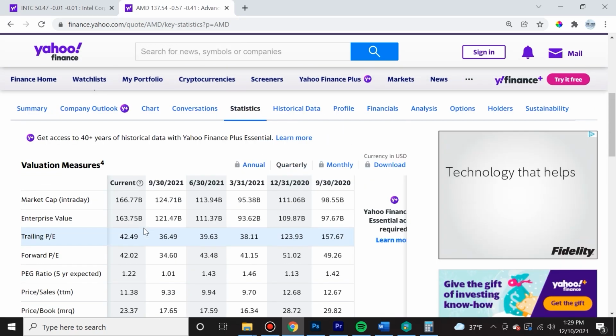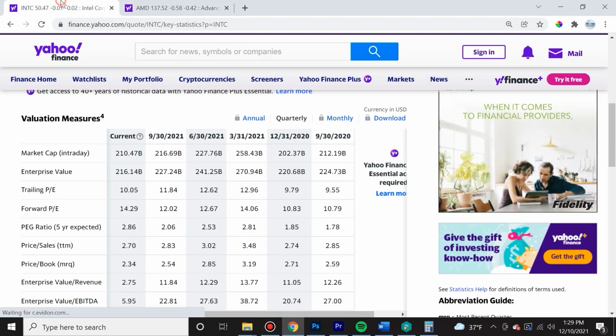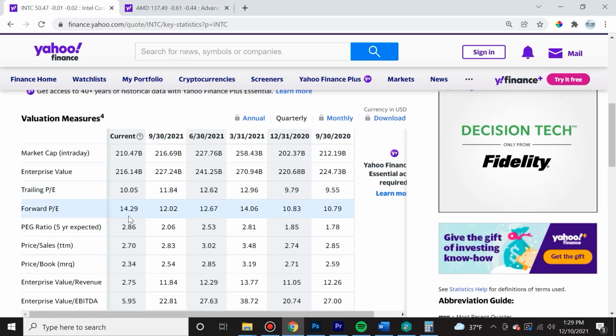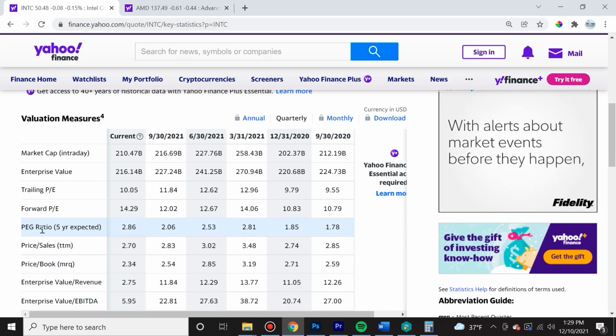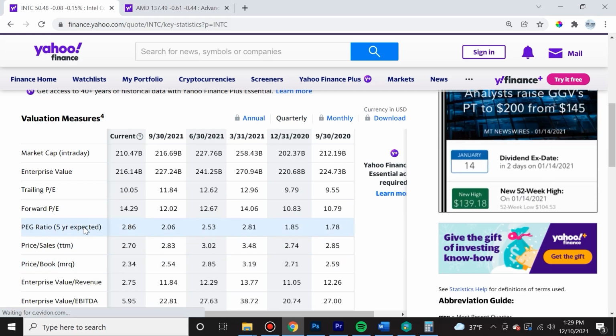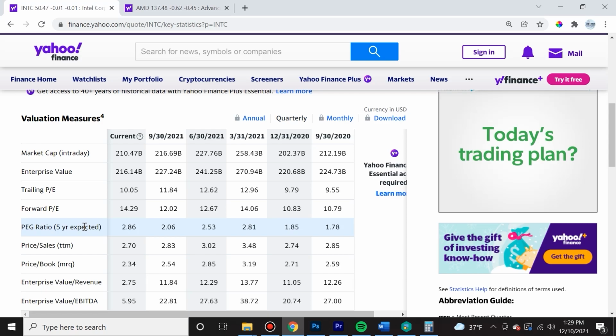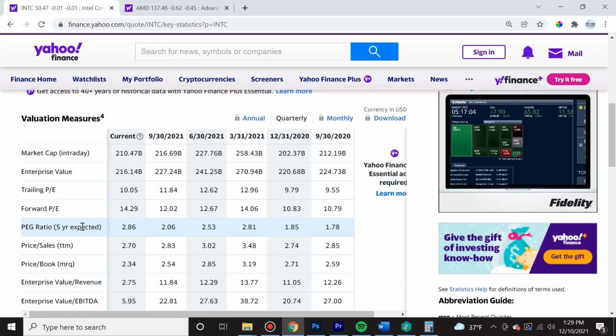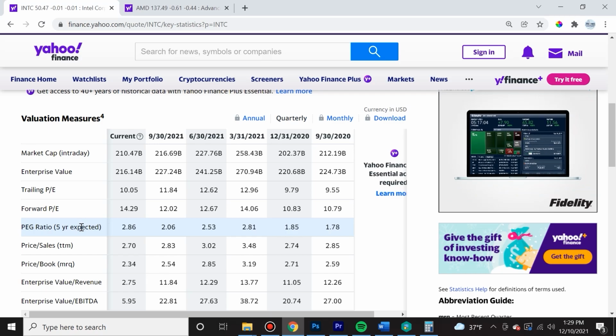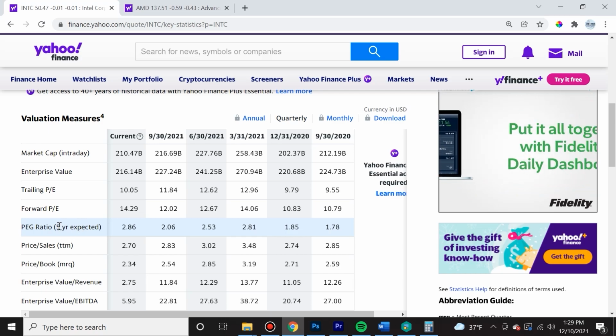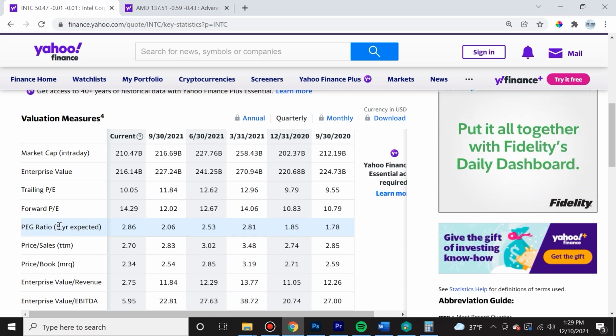Now, when you go and compare whether Intel's a good investment or AMD is a good investment, you should always look into the other valuation metrics and decide for yourself. Me personally, I'm going to take PEG ratio with 5-year expected with a grain of salt and a raised eyebrow because it is a forward-looking metric, which means there's a lot of predictions going into it. And for 5-year predictions, that's quite a lot.